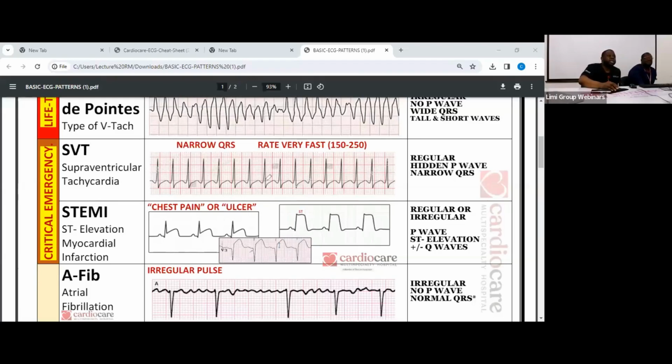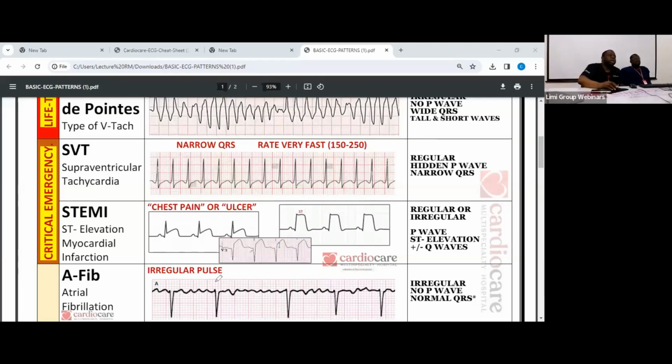So in this case, we can see it starts here, it ends here. Very small, less than three small boxes. So when it's fast, we call this a supraventricular tachycardia. It is a critical emergency. If you don't do something, you will have death, but it's not as immediately life-threatening as the other one. So typically, we have to shock, we have to give adenosine. Some people have enough time to be transferred.